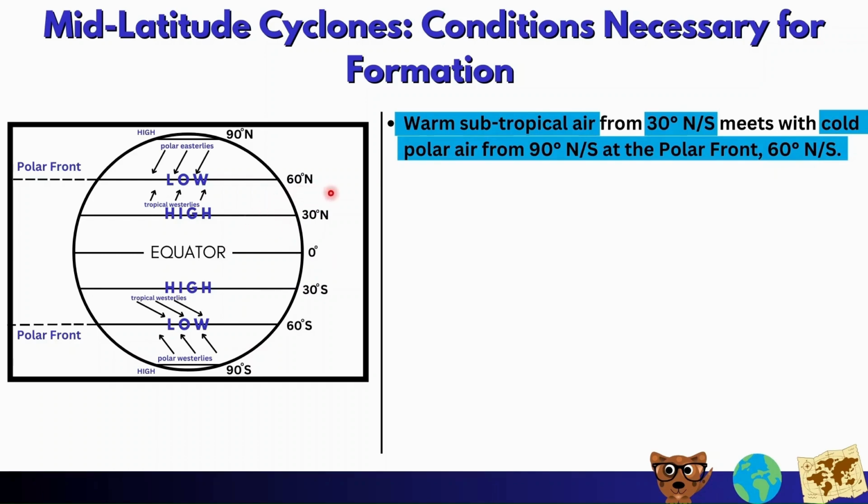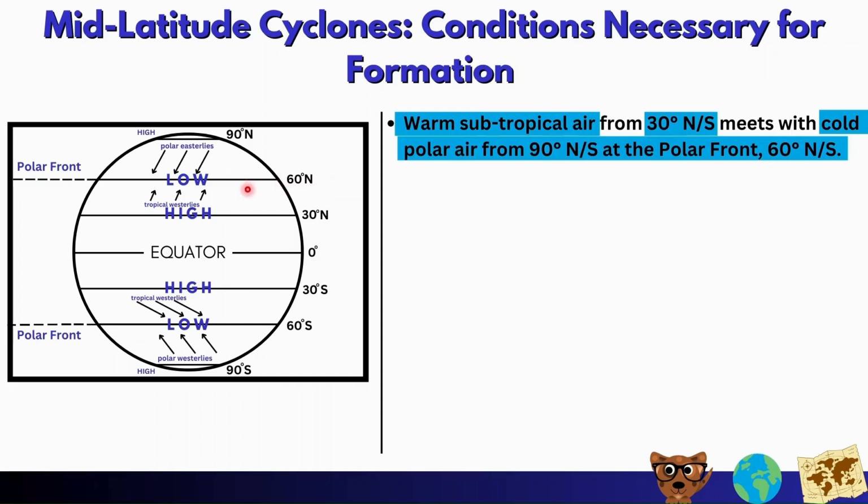So warm air that is found here, 30 degrees north, will meet with cold polar air, which will come from 90 degrees north, right? And the warm and cold air will meet here at the polar front, which is located at 60 degrees north.